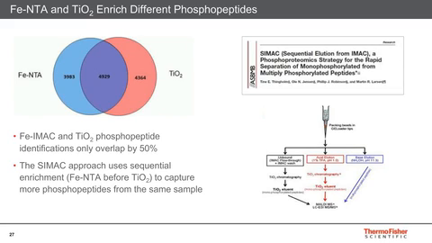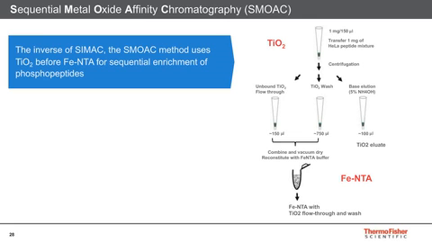Even with these dramatic improvements in phosphopeptide enrichment, iron NTA and titanium dioxide enrich slightly different phosphopeptides. As shown in the Venn diagram, you can see that there's less than a 50% overlap in unique phosphopeptide identifications using iron IMAC versus titanium dioxide enrichment. Therefore, the Larsen group in Denmark developed a sequential elution from IMAC, or SIMAC, method to capture more phosphopeptides from the same sample. In this method, the unbound phosphopeptides from the iron NTA resin are subsequently enriched using a second titanium dioxide spin column.